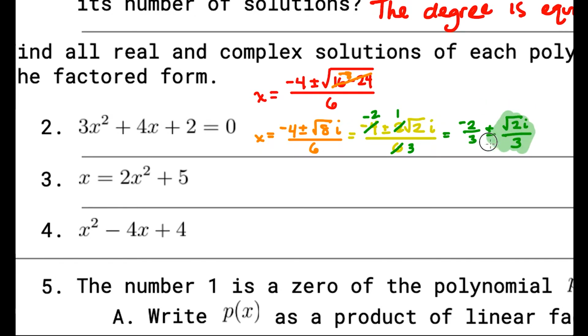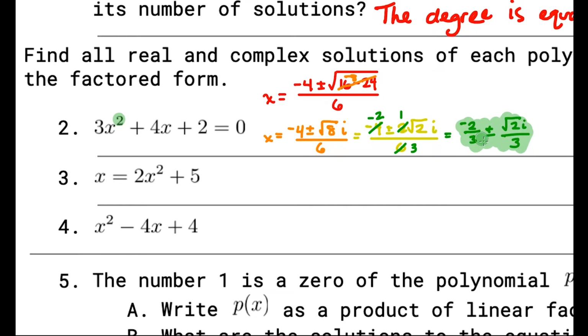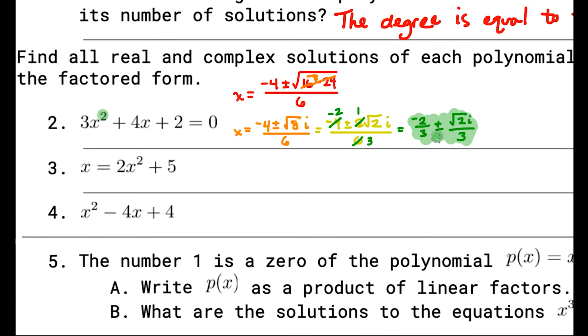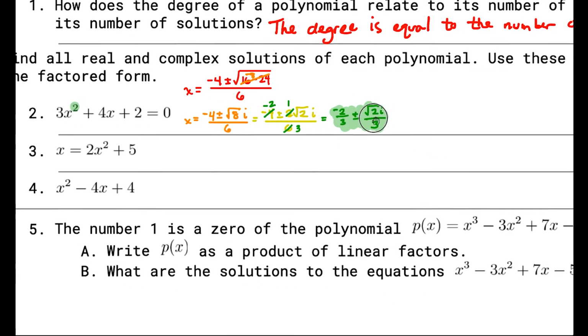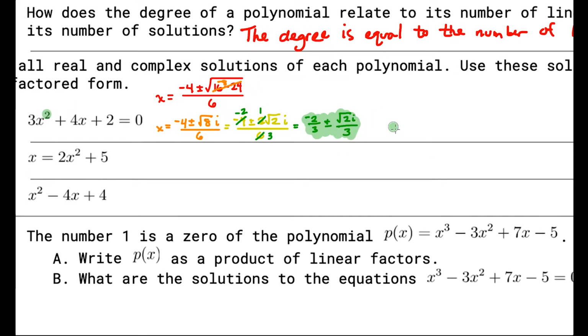Okay, and then I'm going to highlight this here. All right, and you should have 2 solutions, which we do because we have the plus or minus version of this solution right here, so that is 2. It ended up having 2 complex solutions, and it said use these to write this in factored form, so I'm going to write this in factored form now.